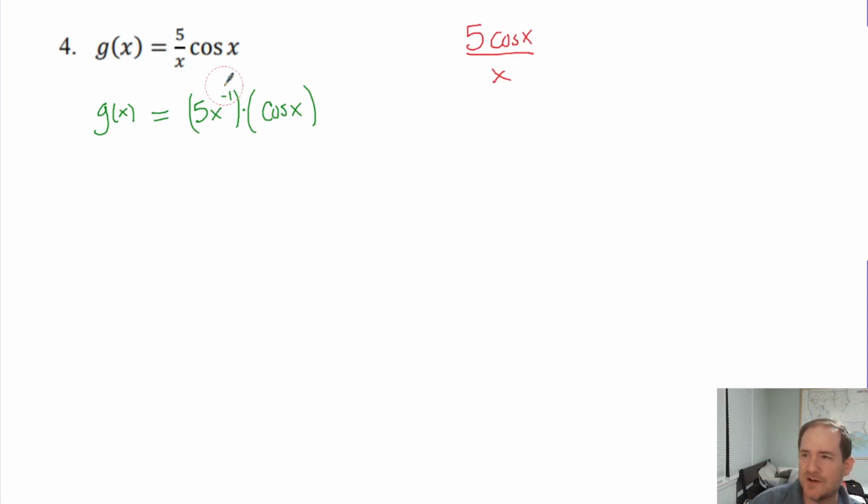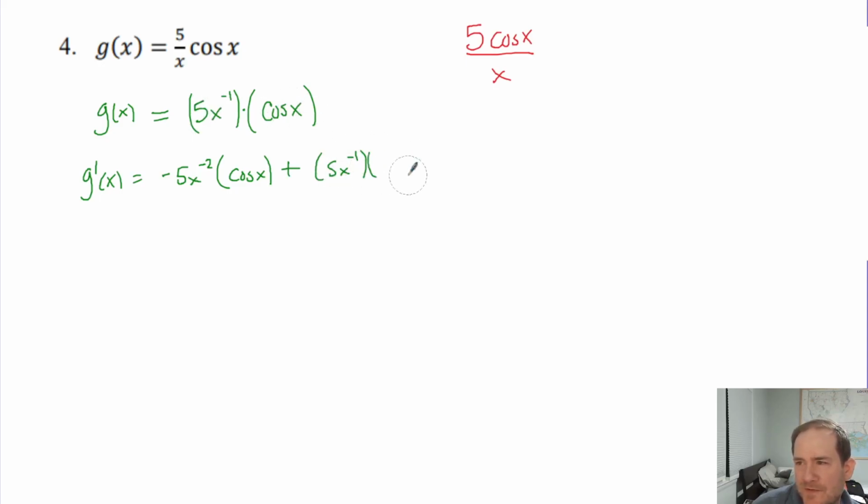So how's about in green? We rewrite the function this way, and then we apply product rule. We would get a g prime of x that equals this guy's derivative, so negative 5x to the negative 2, times this guy, so cosine, then plus this first guy, 5x to the negative 1, and then times the derivative of cosine, which is negative sine. And then technically that's it. This is my derivative, but it's not clean at all. I've got 2 negative exponents. I'm adding a negative.